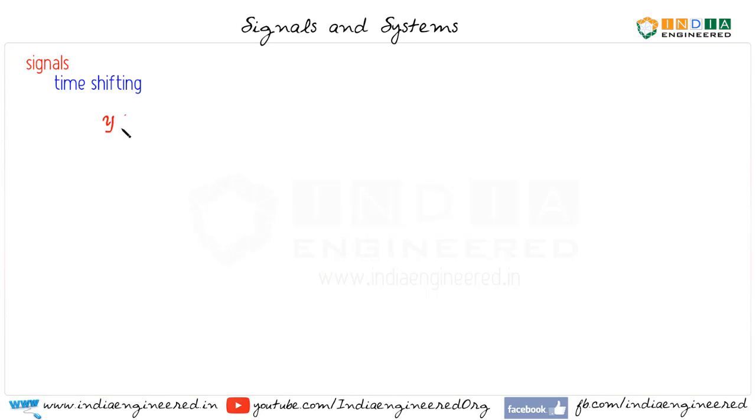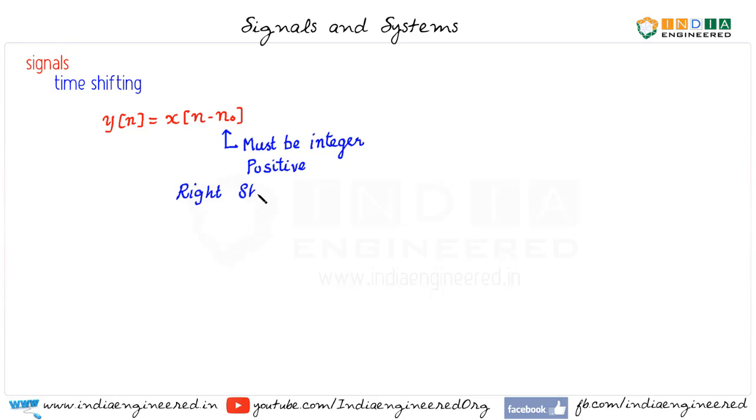That is y of n equal to x of n minus n naught. Now it is obvious that in the case of discrete time signals, this n naught must be an integer. For simplicity, let's say n naught is a positive integer. Now under this condition, the signal y of n will be x of n shifted right by n naught. Just now we have seen that x of n minus 1 will shift the signal right by 1, n minus 2 shifts the signal right by 2, and so on.